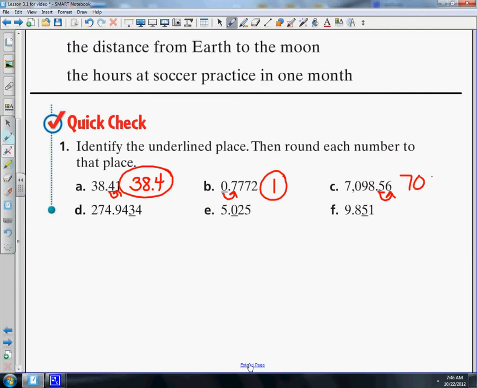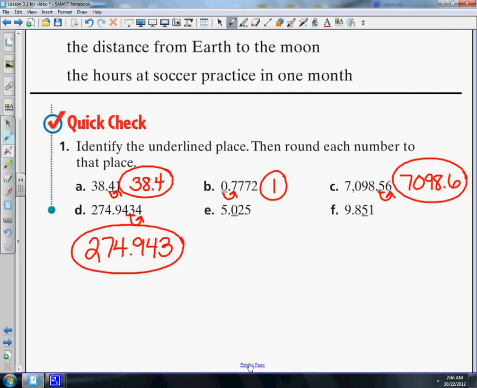So it's 7,098.6. Here, this is tenths, hundredths, thousandths place. I look here and it's a 4, so I'm going to round down. So it's 274.943. This is the tenths place and it's a 2 next to it, so I'm going to round down to 5.0. This is the hundredths place, and it's a 1, so I'm going to round down to 9.85.